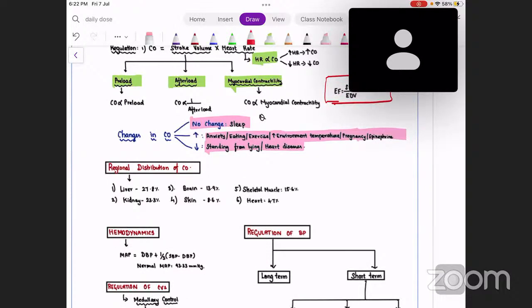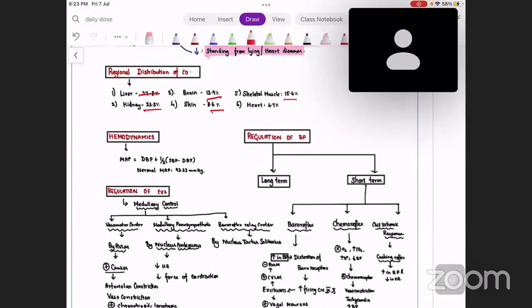The liver will receive the maximum. Next highest receiver is your kidney, and then followed by brain, followed by your skeletal muscle, followed by your skin. So highest receiver is liver, 27.8. Second highest receiver is kidney, 23. And then you have the brain, 13, and the skeletal muscle, 15. And then you have the skin, 8.6. Okay, so this is all about the cardiac output, people.